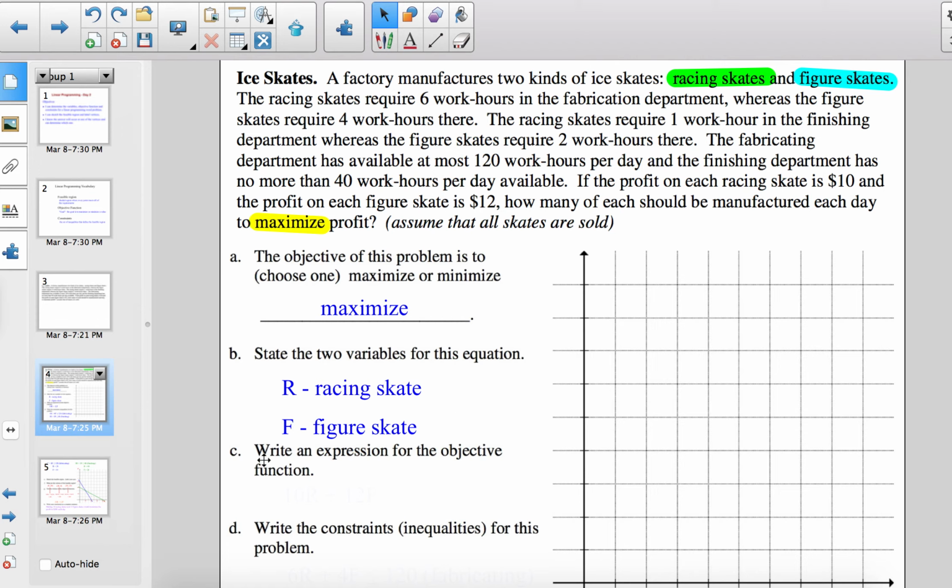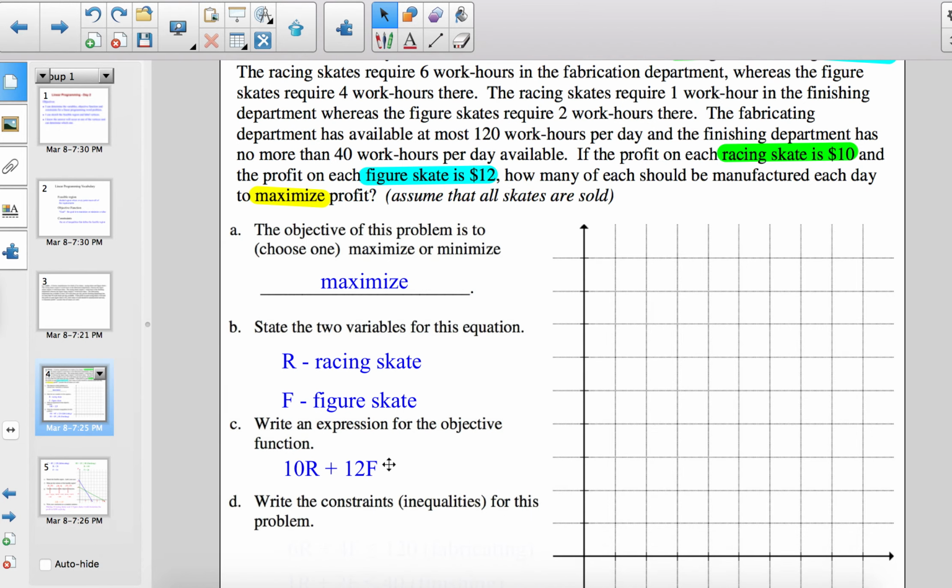Okay. Now it says write an expression for the objective function. So remember, the objective function is our goal of maximizing. So let's see here. We have each racing skate is $10 and each figure skate is $12. We're trying to make a profit on them, right? So my profit equation, it's actually an expression, is going to be 10R plus 12F. Because it's how much I'm getting per racing skate plus how much I'm getting per figure skate, because I'm trying to sell both. Okay. This is the equation we're going to plug our vertices in a little bit.